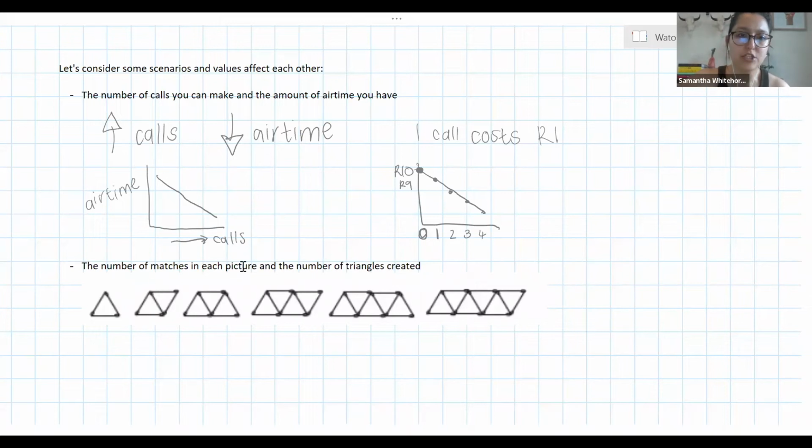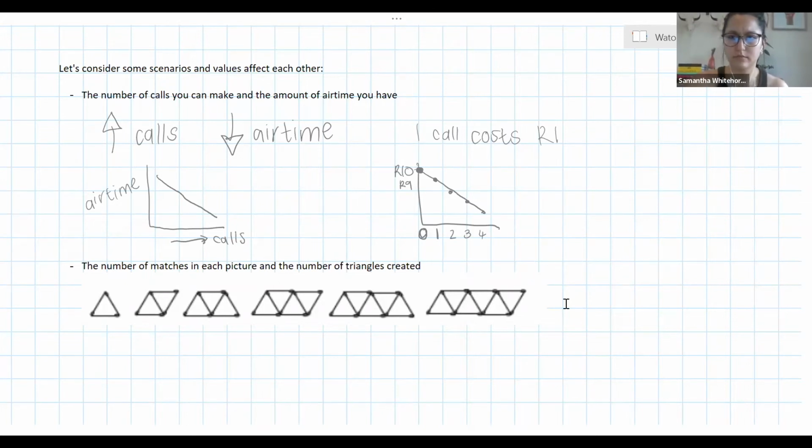So the number of matches in each picture and the number of triangles created. So basically, how does the number of matches you have affect how many triangles you can create? So think about if I had 2 matches, how would that affect? No, that's a poor example. If I had 6 matches, how many triangles would I be able to create versus if I had 100 matches? Okay, Naledi, what do you think?